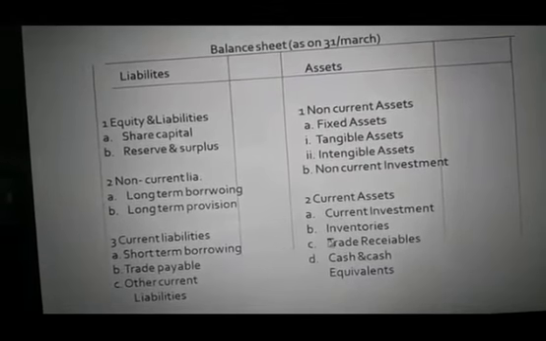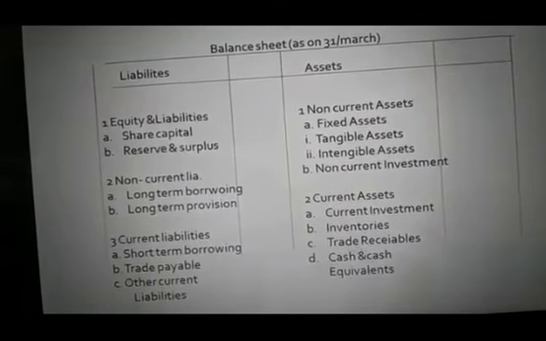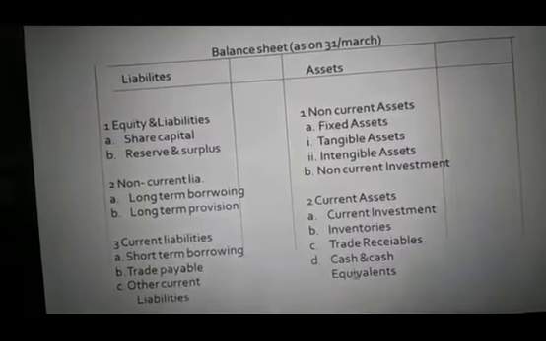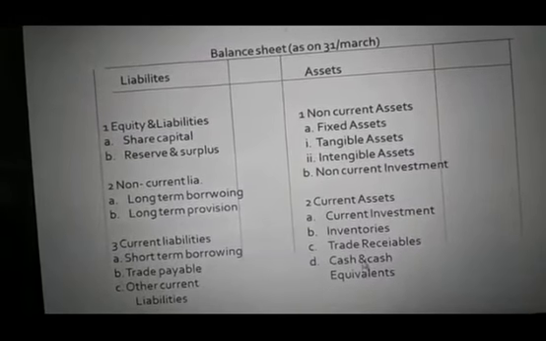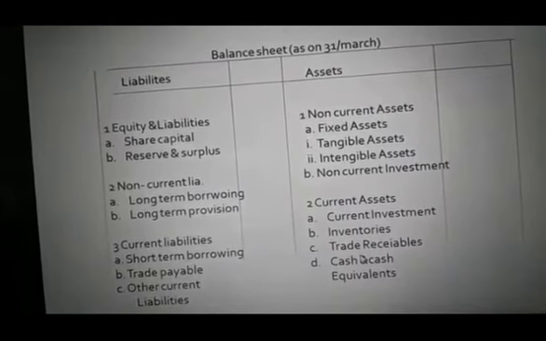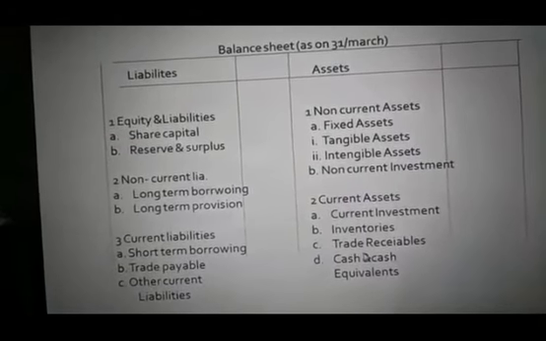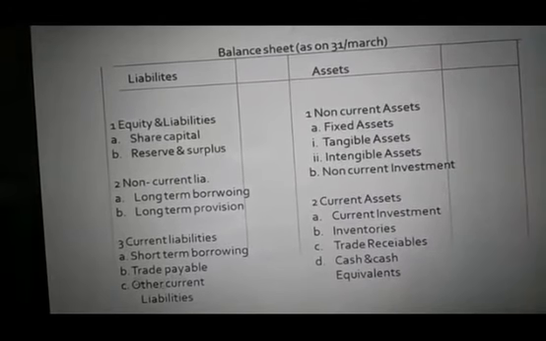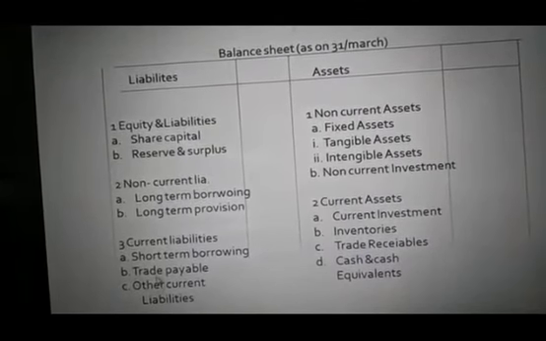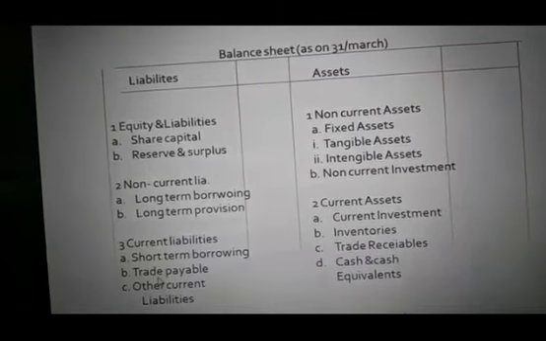Current investments, inventory, trade receivables, cash and cash equivalents. Cash and cash equivalents means cash, draft, cheque. Trade receivables means debtors, bills receivable. That we already discussed. Here in current liabilities: short term borrowings, trade payables. Trade payables means creditors, bills payable.